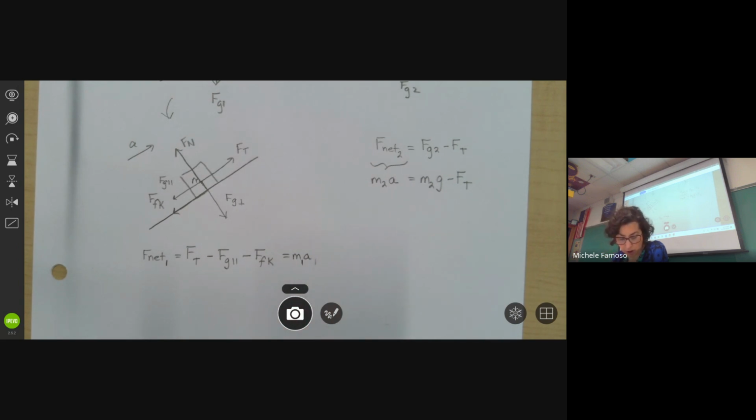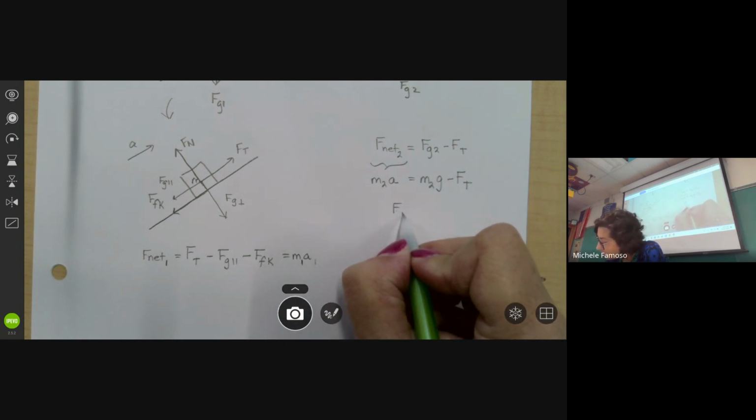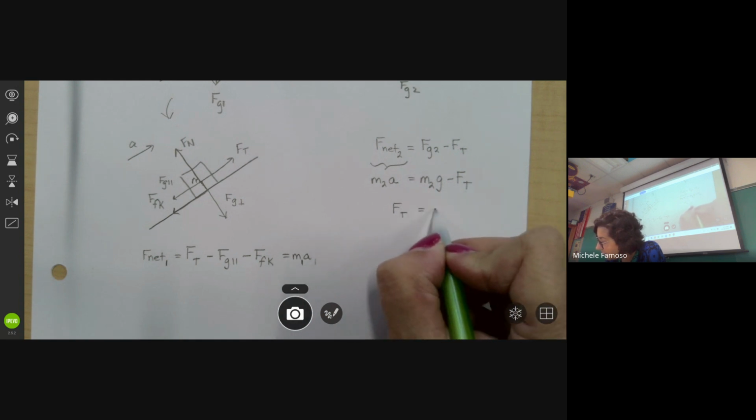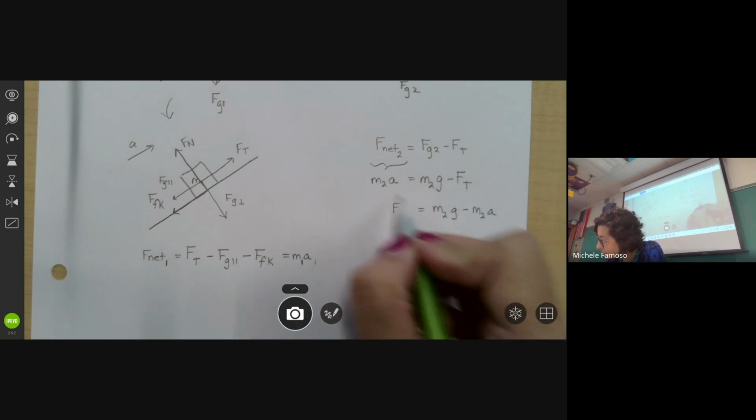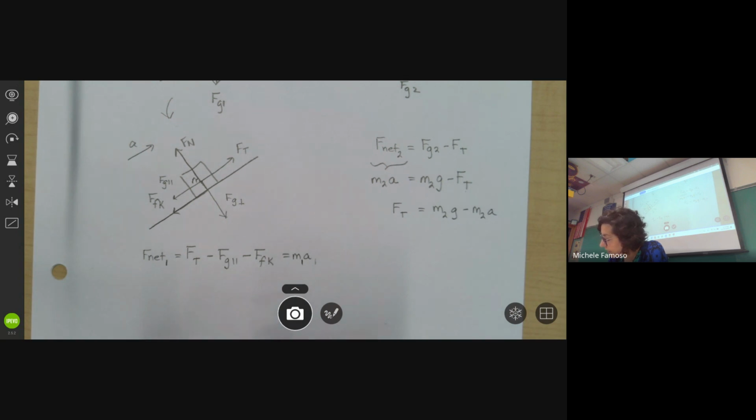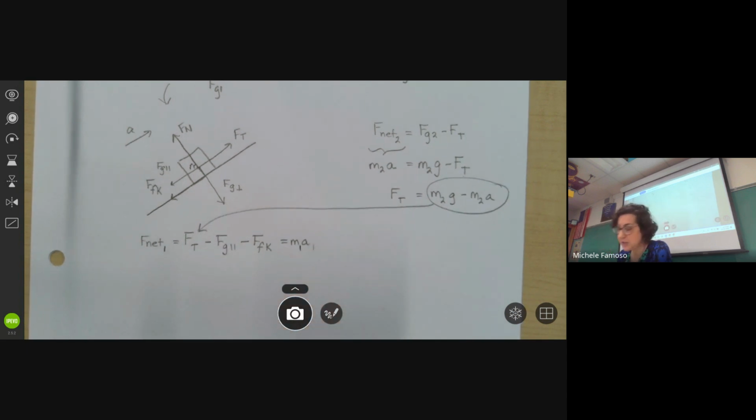Okay, so what I want to do in number 35 is figure out the displacement when I have a particular speed, which means I'm really looking for the acceleration. I need the acceleration to define the displacement with kinematics. So what I'm going to do is solve these equations for tension and then set them equal. Eliminate the tension force. It means that the tension force here would equal M2G minus M2A. I bring the tension to the left and the M2A over here.